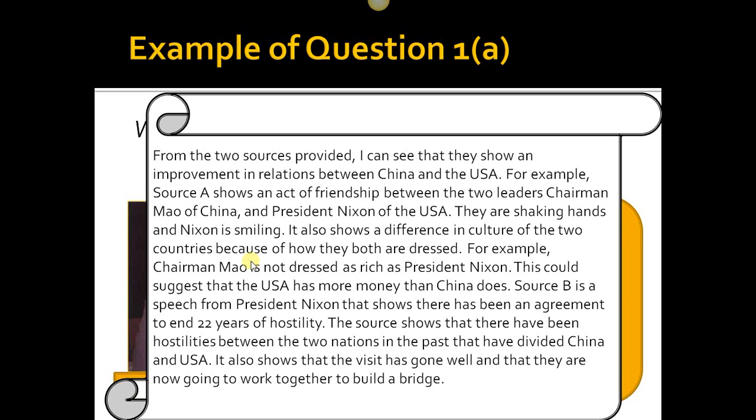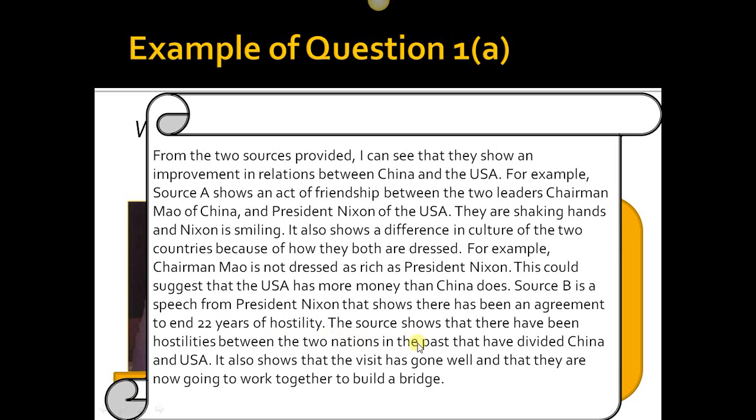Source B is a speech from President Nixon, and now, sorry to stop there, but now I am changing. So I'm writing half of my answer on source A, and now I'm writing the next half of my answer on source B, so there's a balanced amount of writing there. So source B is a speech from President Nixon that shows there has been an agreement to end 22 years of hostility. Okay, I simply wrote 22 there. It would be better for you to write the actual words 22.